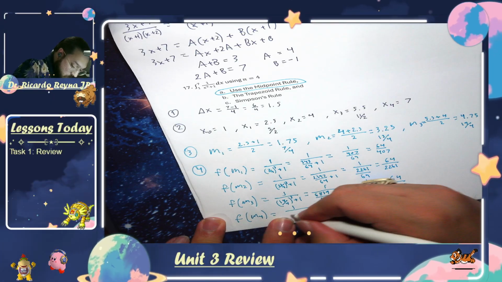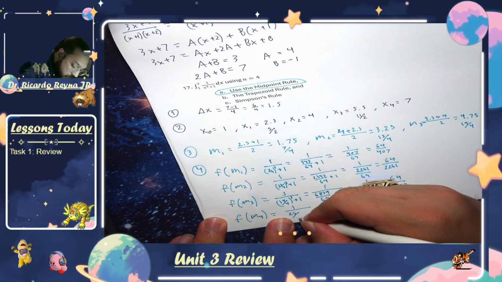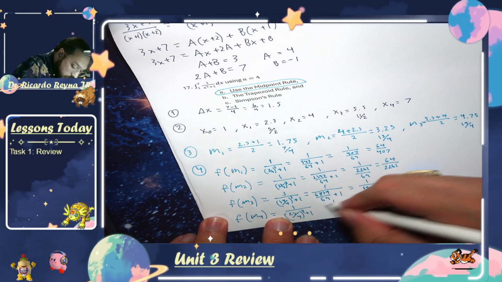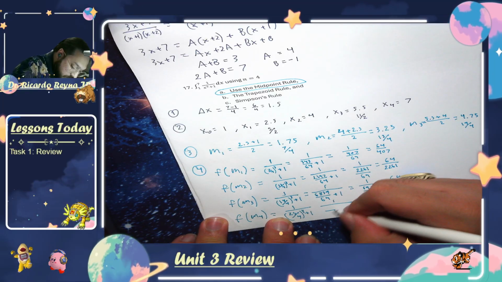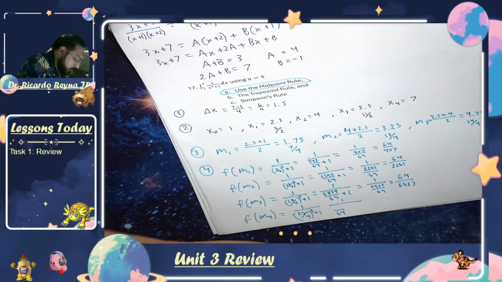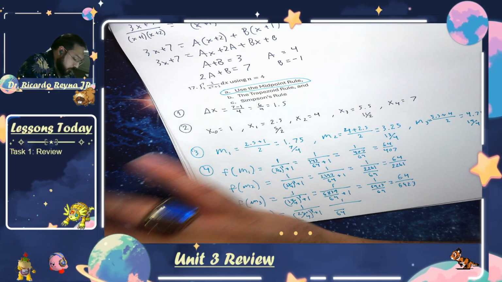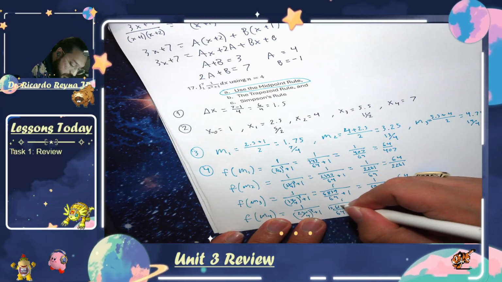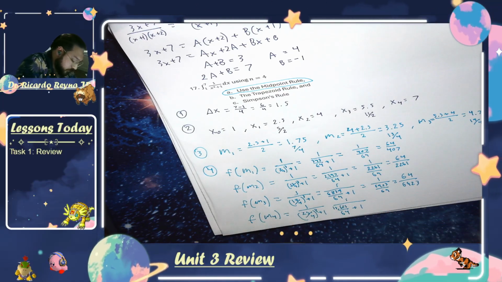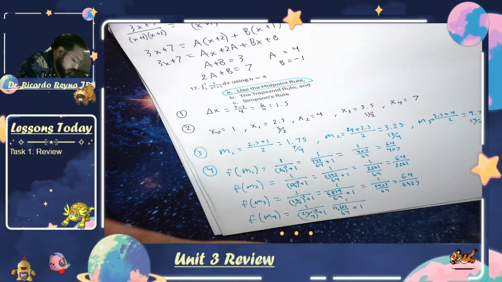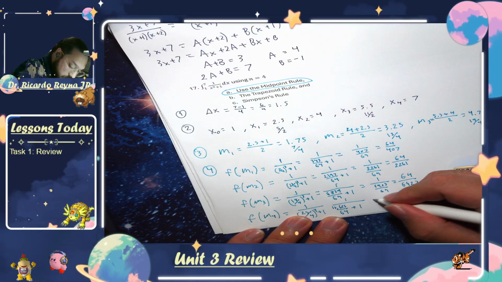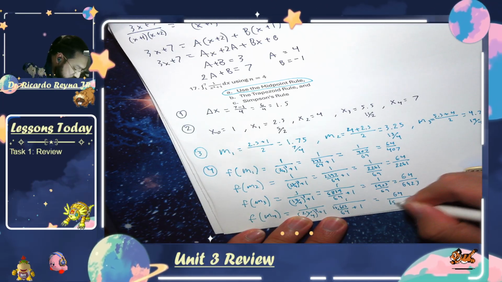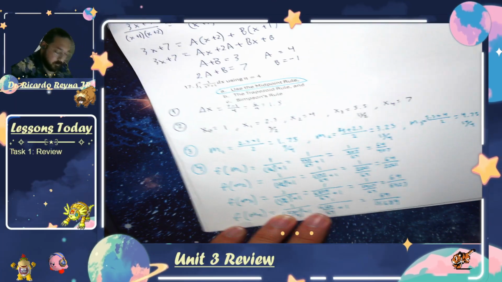And then the last one, M4. 1 over (25 over 4) to the power of 3 plus 1. What's 25 to the power of 3? 15,625 plus 1, which I'm just going to skip to the final part, 64 over 15,689.